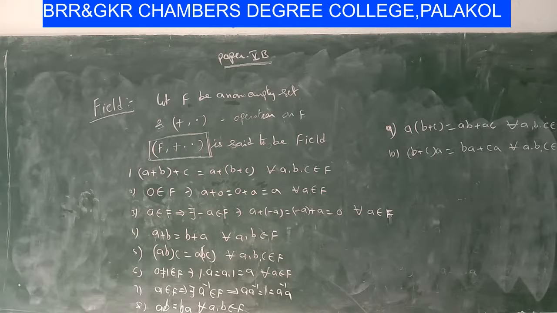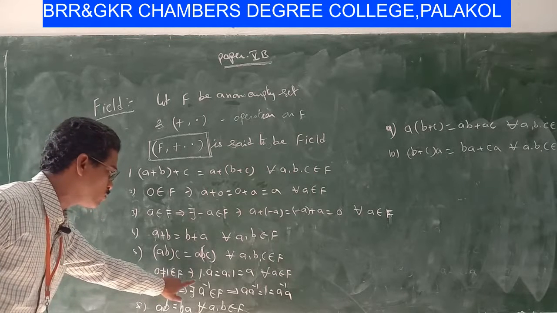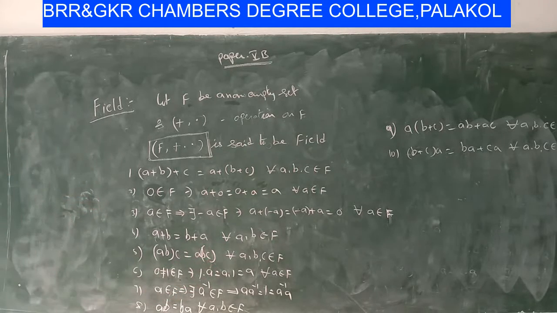The sixth one is there exists 0 not equal to 1 belongs to F such that 1 into a equals a into 1 equals a for all a belongs to F. The next one is some a belongs to F implies there exists a inverse belongs to F such that a into a inverse equals a inverse into a equals 1.